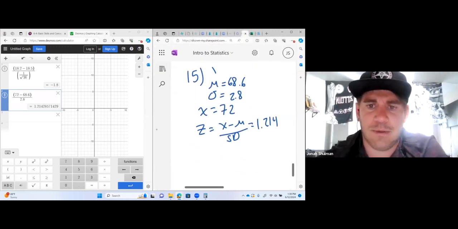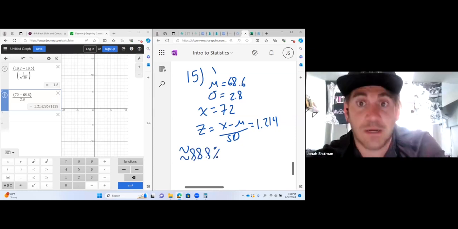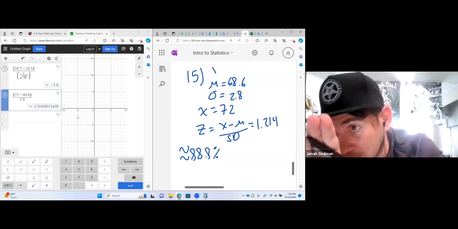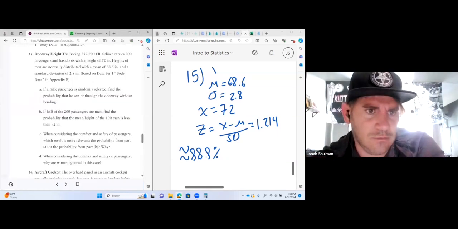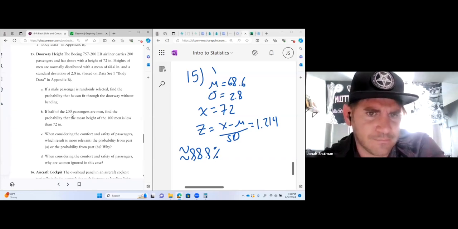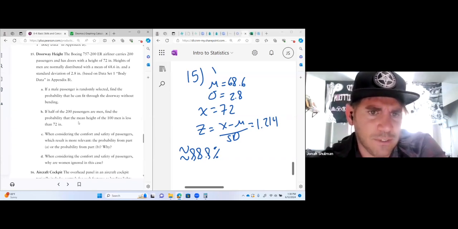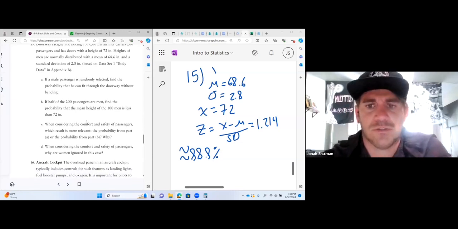So approximately 88.8% of guys fit through this door without bending over. Otherwise they start bending down, like leaning in. All right. Now, if half of the 200 passengers are men, find the probability that the mean height of the 100 men is less than 72 inches.